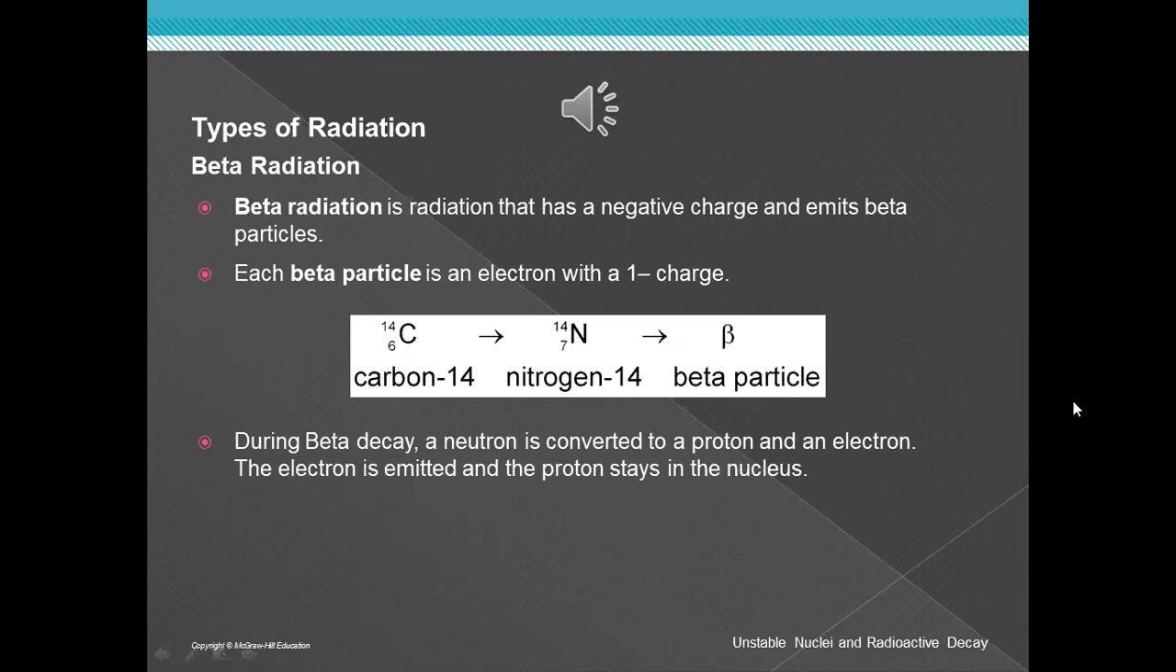Okay, so how can we explain beta particles? Who can explain with me? Saleh, can you explain it with me, Saleh? Okay. So this is carbon.